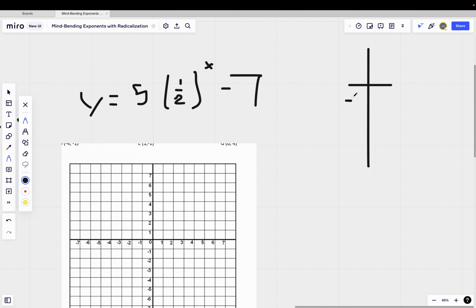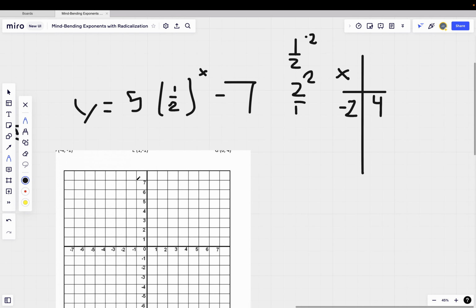And here we have negative 2 as our x. And then we plug that in. So 1/2 to the negative 2 power, we flip it, so it's 2 over 1 to the 2, which would give us 4. So then x equals negative 2, y equals 4.